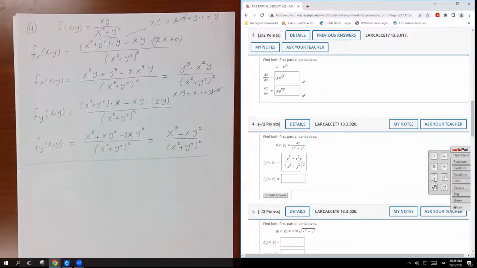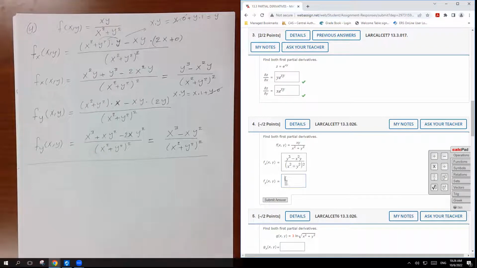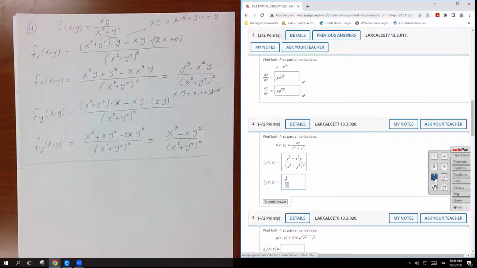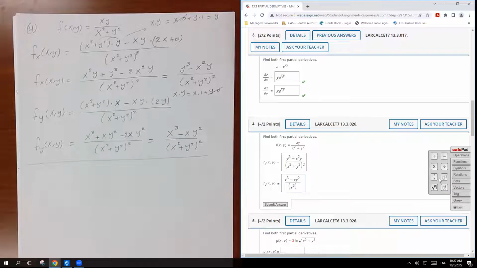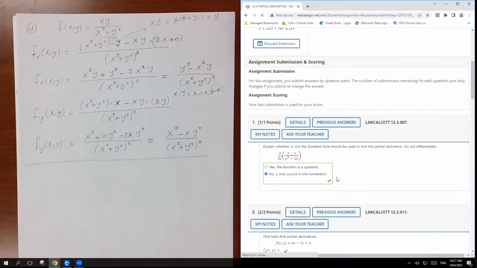The same thing here. So now it's going to be x cubed minus xy squared, and everything is divided by parentheses x squared plus y squared, and everything is squared. That's it for this example.